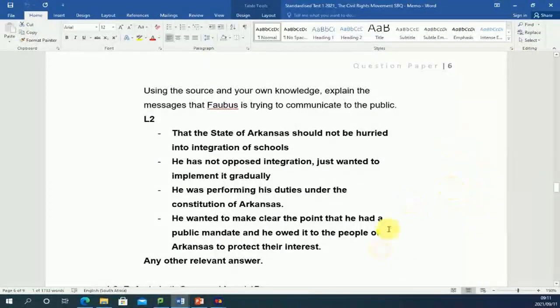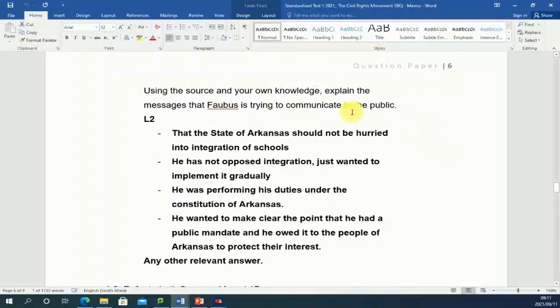Now, we can argue on this last point about moral obligation because you also have a moral obligation to protect the interests of the other people in your state, which are African Americans, okay? And he wasn't doing this. But, here again, just stick to what the question is asking you, okay?